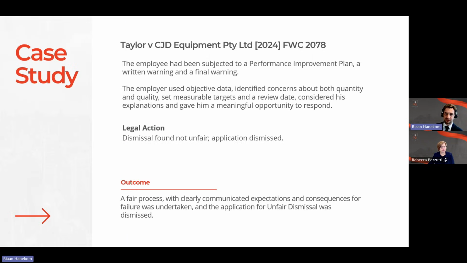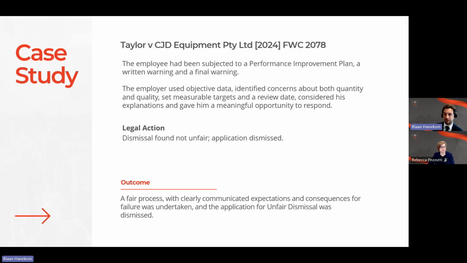The first case I want to look at is Taylor and CJD Equipment. Mr. Taylor was a regional sales manager. His employer had concerns about his quoting activity, face-to-face customer engagement, and importantly, the quality of those customer interactions. Mr. Taylor was placed on a performance improvement plan, and he was given an initial warning and then a final warning. Some of his performance numbers improved, but the quality of his engagements did not. And so ultimately, his employer terminated his employment.